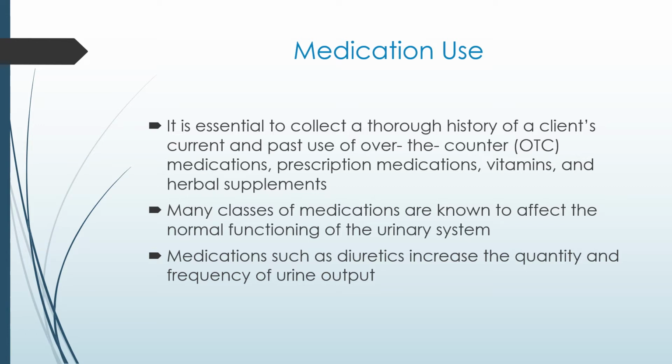So medications, because the kidneys are filtering, right, we have to talk about medications. So it is essential to collect a thorough history of a client's current and past use of over-the-counter medications, prescription medications, vitamins, and then any herbs or supplements that they may be taking. Many classes of medications are known to affect the normal functioning of the urinary system. So medications such as diuretics will increase the quantity and frequency of urine output. And that's because that's what they're designed to do, right? When you take a diuretic, you know that this is what's going to happen. Your client is going to void more, and they're going to void more frequently.